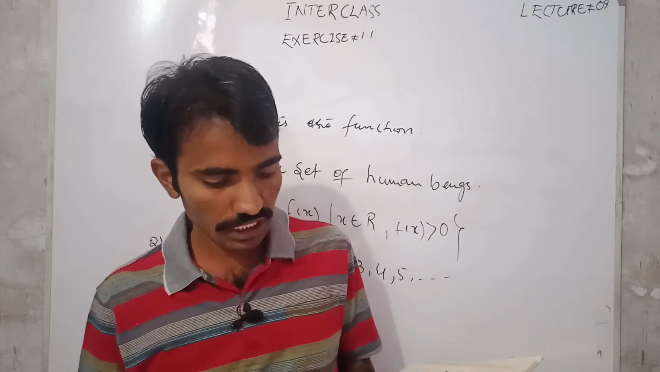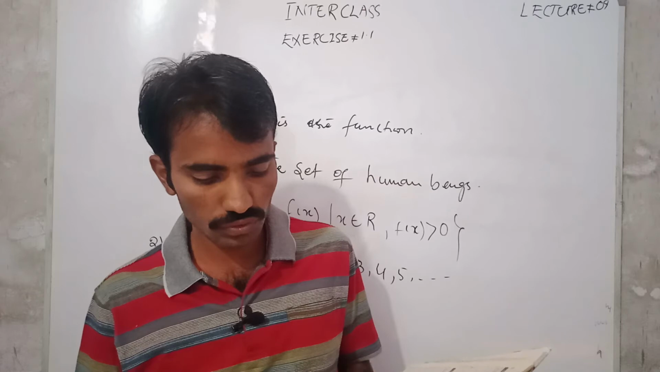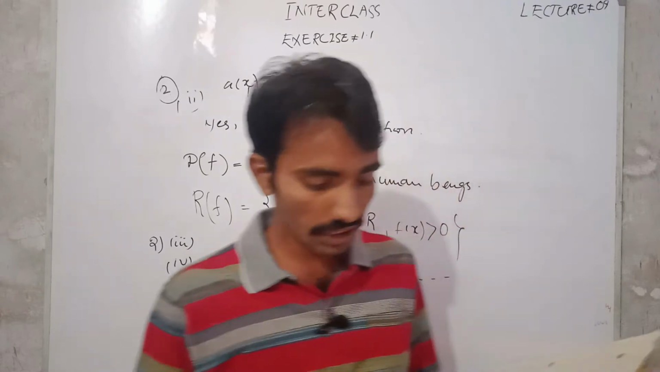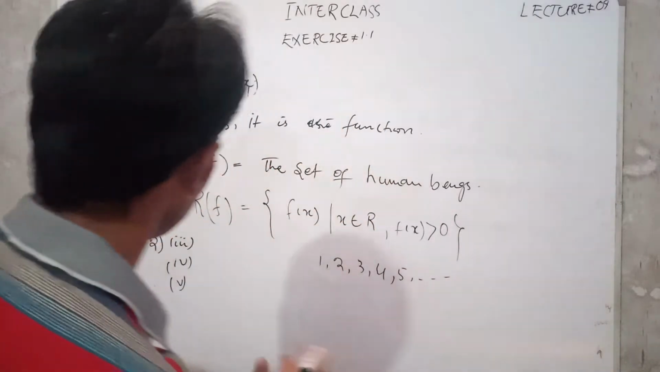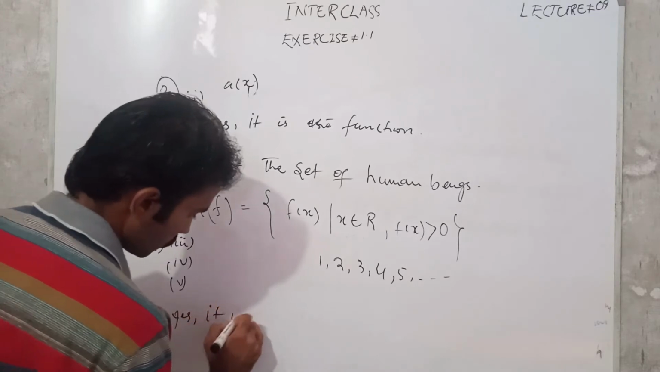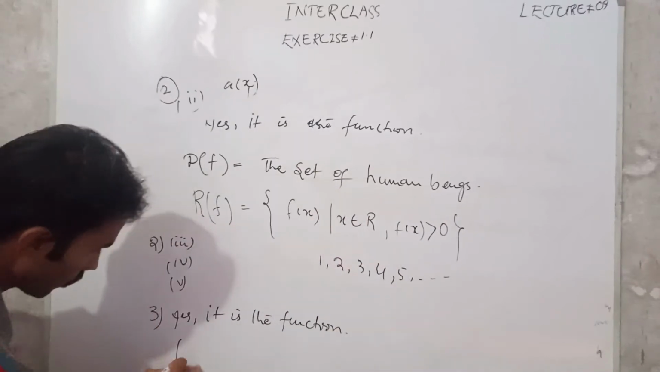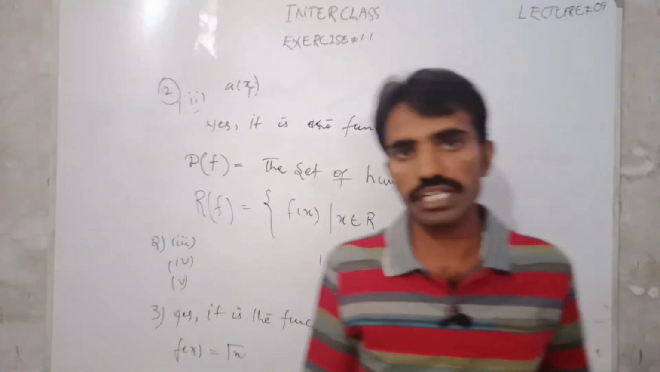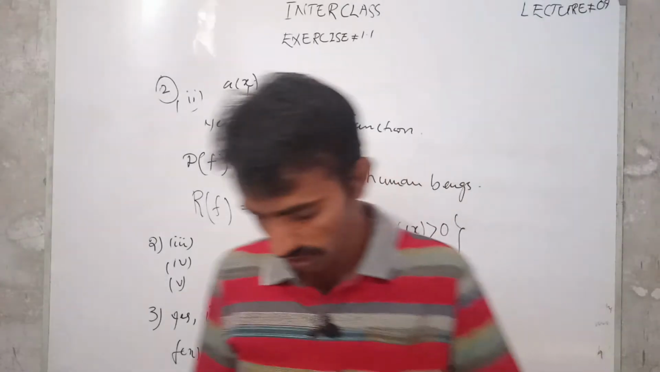In question number 3, let f: R+ → R+ be defined by f of x is equal to under root x for each x belongs to R+. Recall that R+ is the set of all positive reals. Is f a function? Yes, it is a function, because f of x is equal to under root x. x is the variable, that is why we call it a function. So that's all about question number 3.